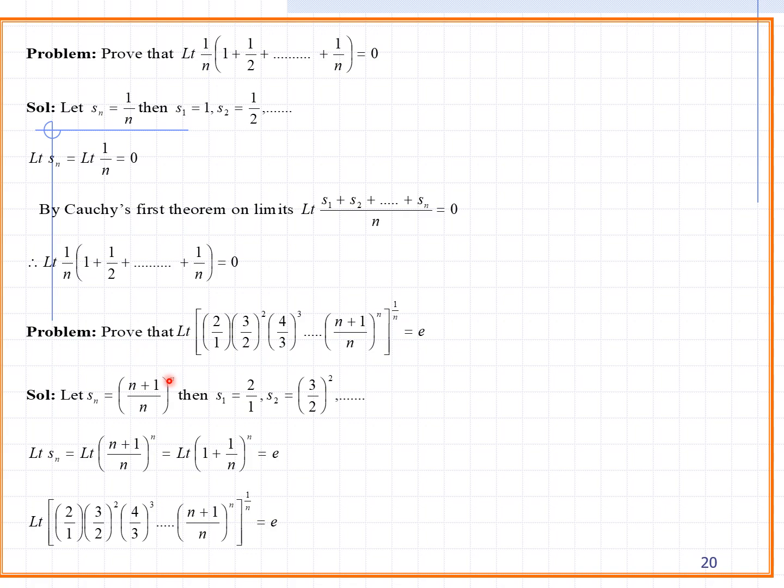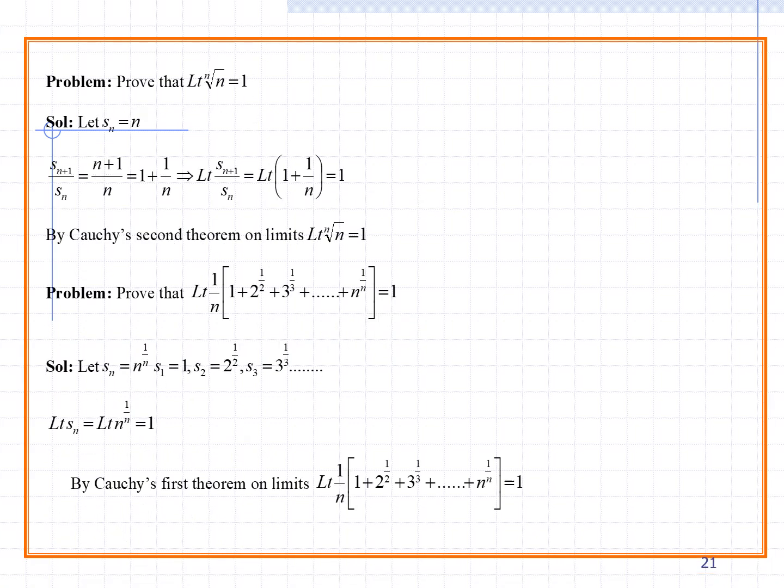So let us see this problem. Prove that limit n tends to infinity of (2 by 1, 3 by 2 whole square, 4 by 3 whole cube, plus so on, (n plus 1 by n) power of n) whole power 1 by n equals e. Here the nth term is treated as Sn. Here you put n equal to 1, you get 2 by 1, n equal to 2, 3 by 2 whole square. So the nth term is Sn. Now we apply n tends to infinity, this value is e. So this total series is equal to e. Each and every problem you can solve by this method.